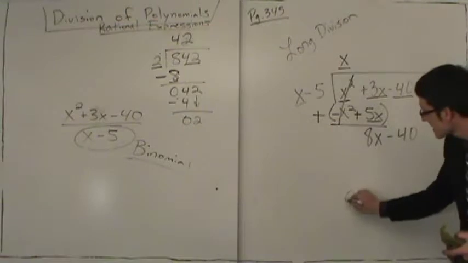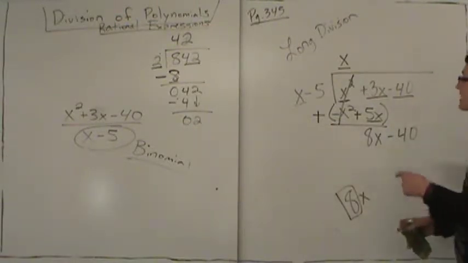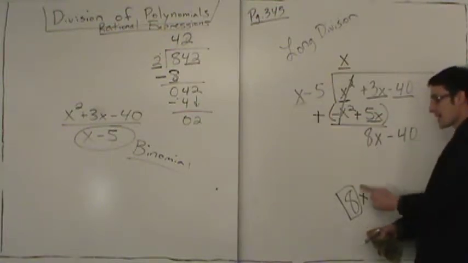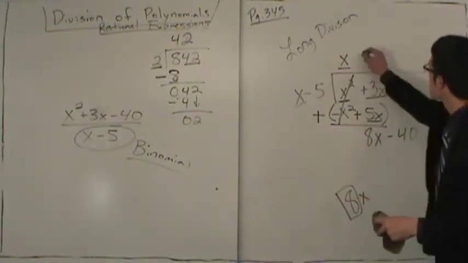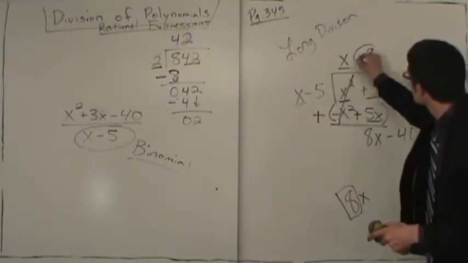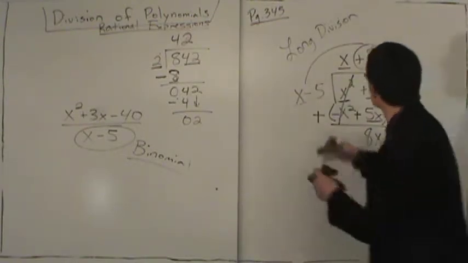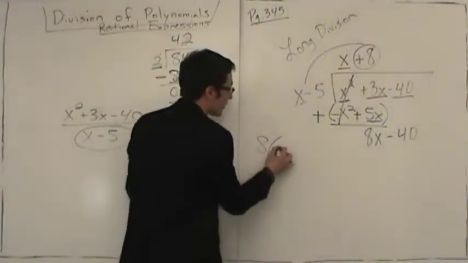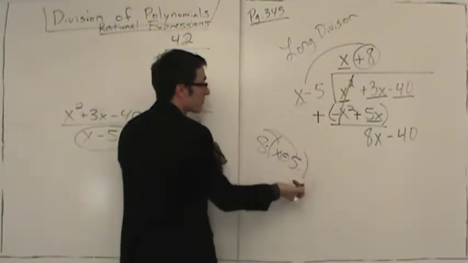If you have to do this, take your 8x and write it: 8 times x. Put a box around the 8. So what multiplies by x to give 8x? Hopefully you can look here and say, what's in the box? Well, 8. So 8 will multiply by x to give 8x. Now take the 8 and multiply by the x minus 5. What happens when multiplication meets addition? 8 times quantity x minus 5. When multiplication meets addition, the distributive property applies.